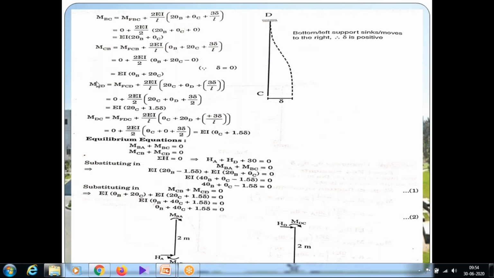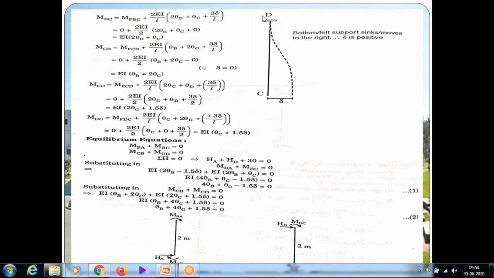Next, for the span CD, or DC, the support D is at the top and the member is at the bottom. So MCD, first we are taking the left to right movement. MCD is equal to MFCD plus 2 EI by L into 2 theta C plus theta D plus 3 delta by L. This is the actual slope deflection formula for MCD. MFCD value is 0, so plus 2 EI by L. Here also the length of span CD is 2 meters, so 2 EI by 2 into 2 theta C plus theta D plus 3 delta by 2. Here the delta value is positive.